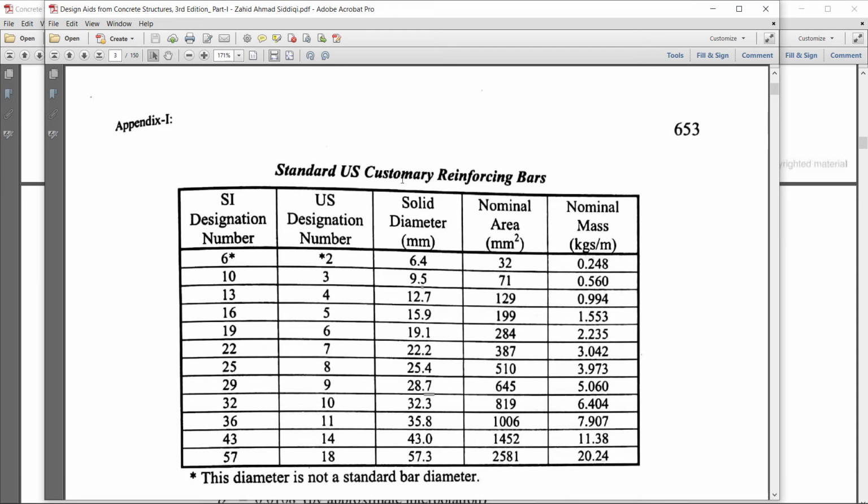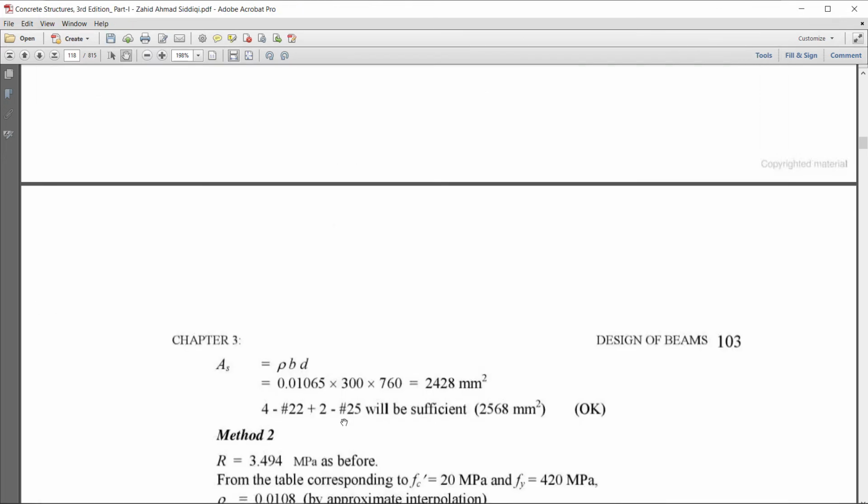This is the US customary reinforcing bars table. In the first column are the SI sizes, in millimeter: 10 millimeter, 13 millimeter, 16 millimeter bar. Here are the same bars in FPS units, that is number 3 bar, number 4 half inch dia, 1 inch dia, that is 25 millimeter. Here are the areas, the diameter, and the nominal mass, in kg per meter. So you can verify that 4 number 25 and 2 number 25 will be sufficient.